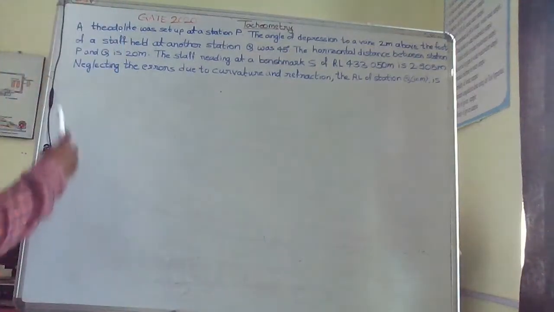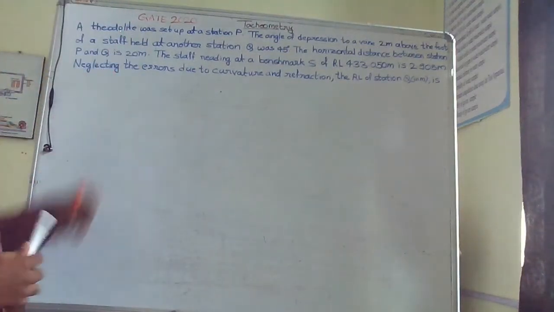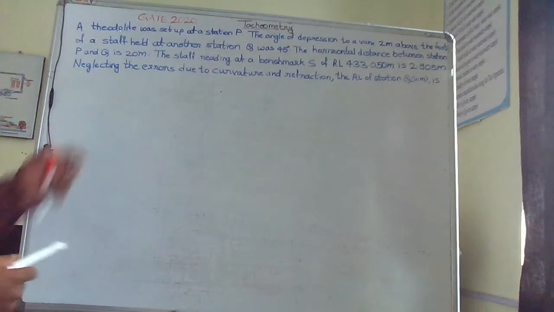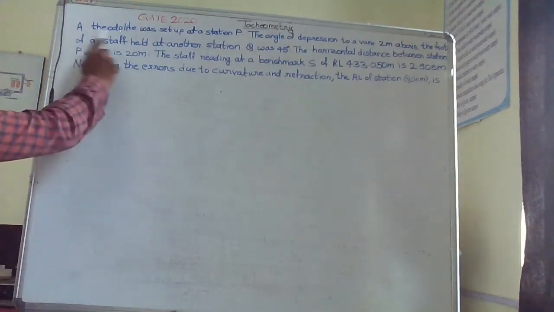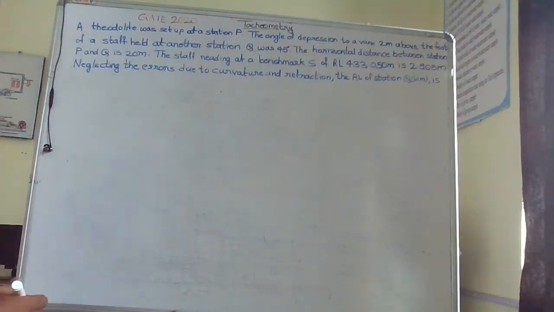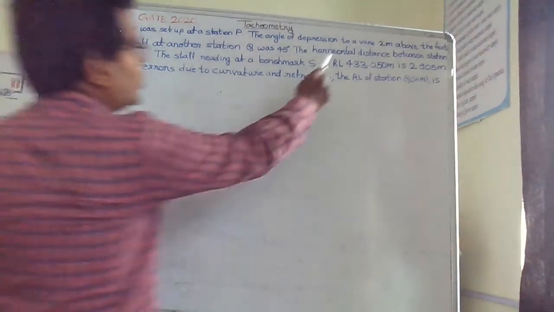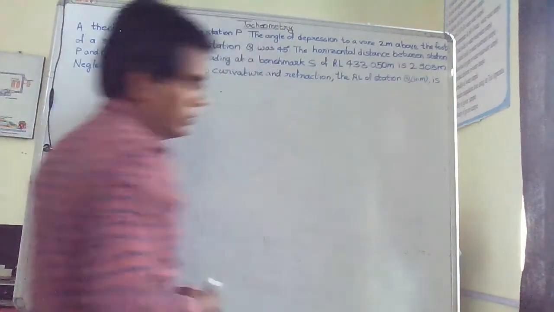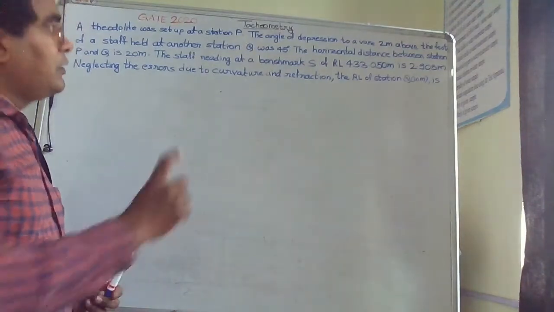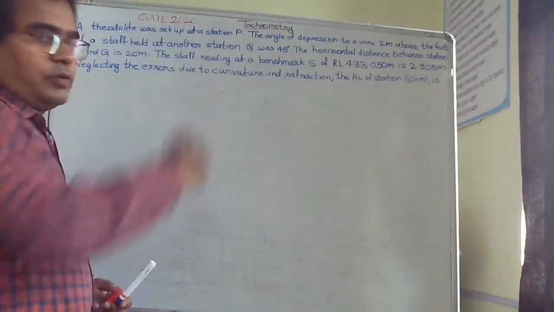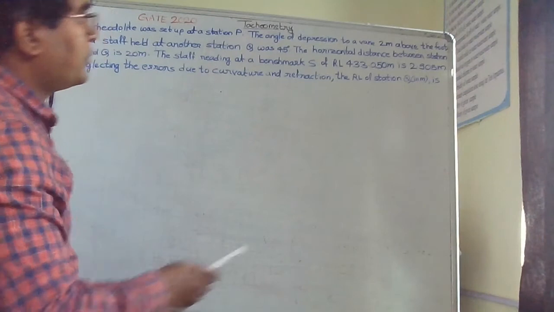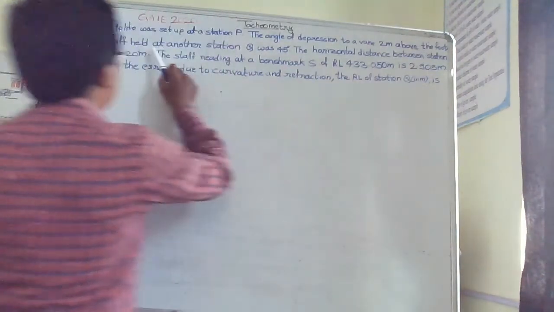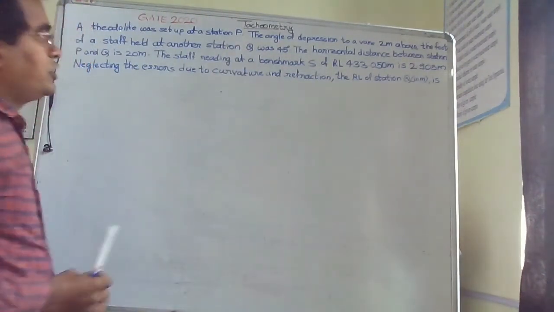Discussed one problem asked in the GATE 2020 exam related to tacheometry. Here, a theodolite was set up at station P. The angle of depression to a vane 2 meter above the foot of a staff held at another station Q is given. Here the vane reading is directly given, which is 2 meter from the ground.